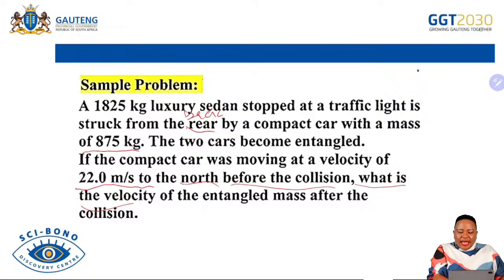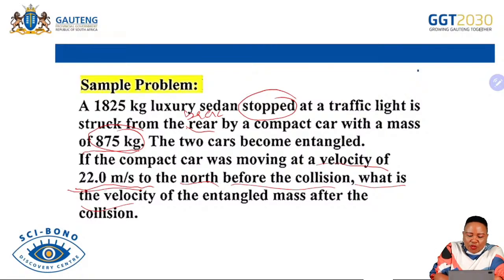So obviously it means you will have two cars. This one has stopped at the traffic light, and this one is the one that hit it, moving at the velocity of 22. So we want to find the velocity of the cars after they move together. So obviously it's going to be M1 V1 plus M2 V2.